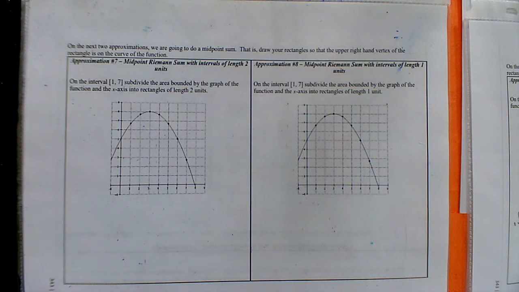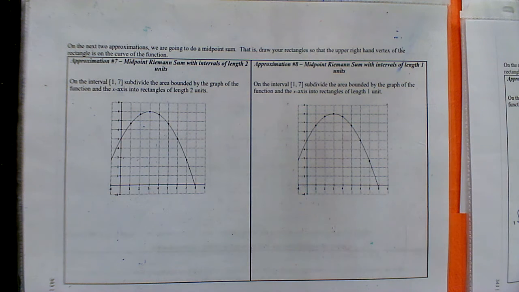So again, if you don't have a calculator, you're going to want to grab one because we're going to have to do some calculating like we did yesterday. So we're going to continue the Riemann sums. We started with left hand yesterday, then we went to right hand. Again, having that vertex touching the curve on the left side or the right side. On the next two approximations, we are going to do a midpoint sum.